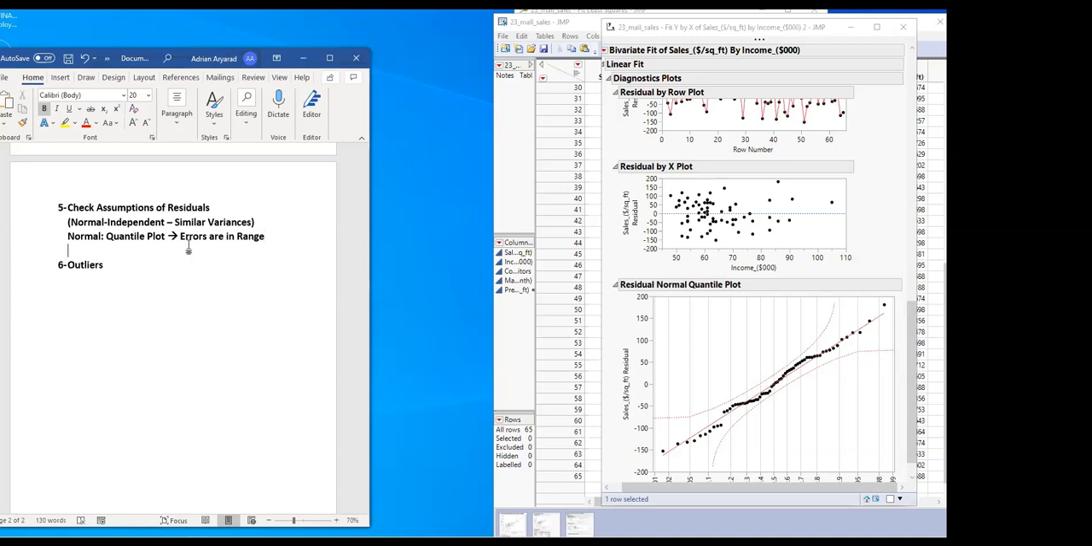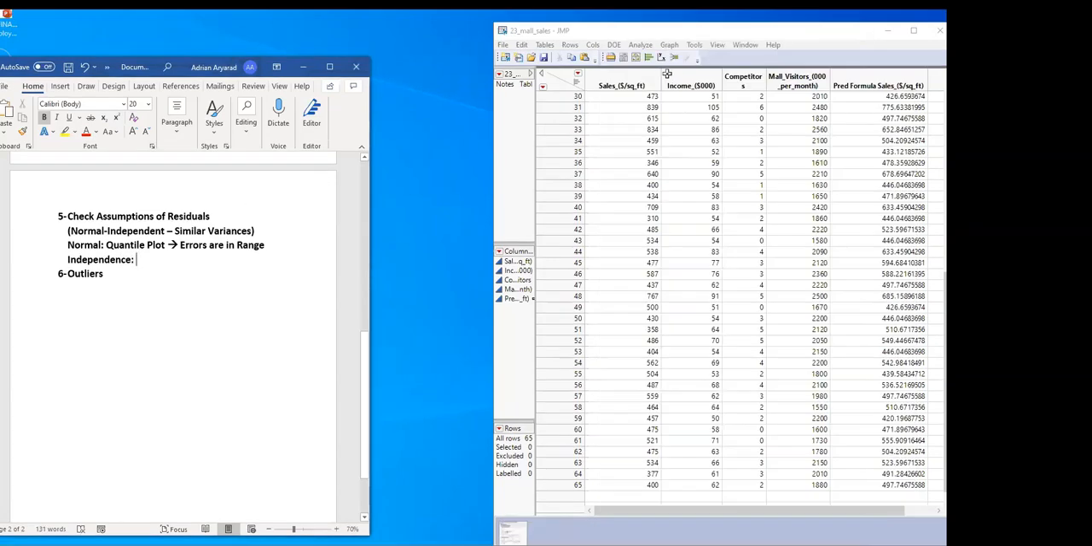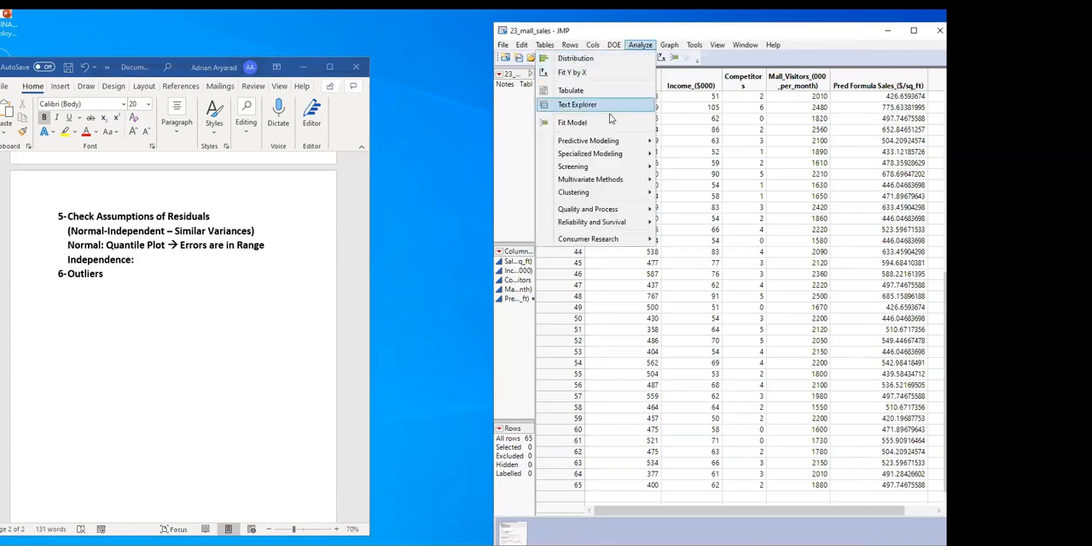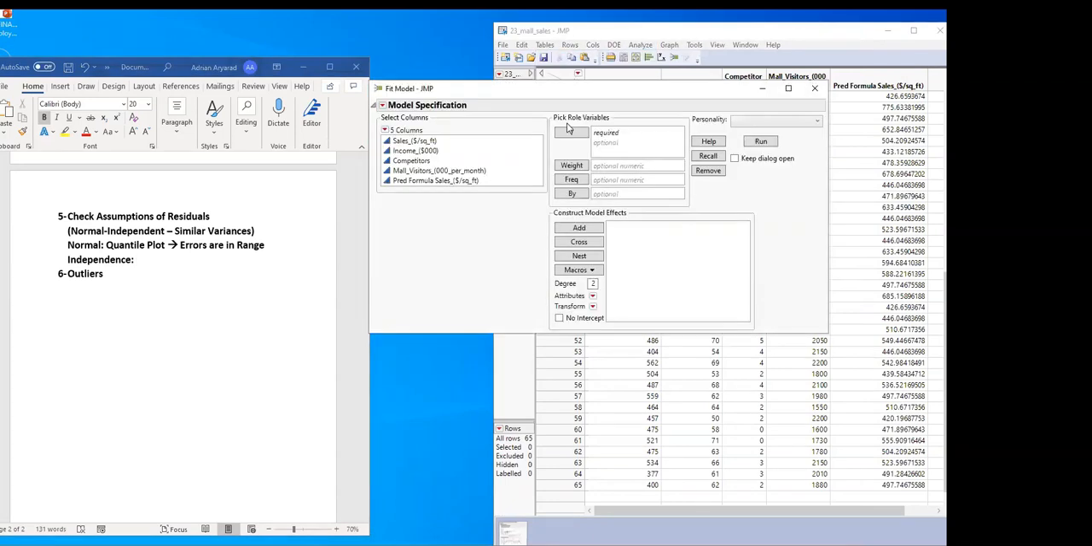And then for independence, what do we use? We can rerun this analysis, so we are using the fit model.